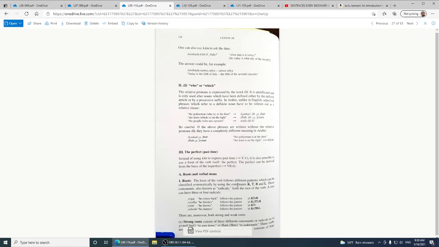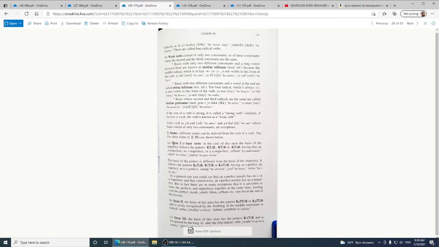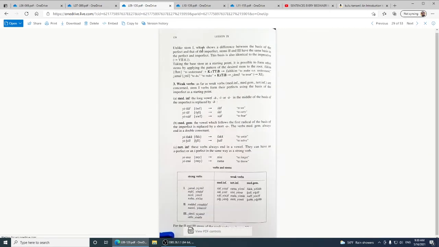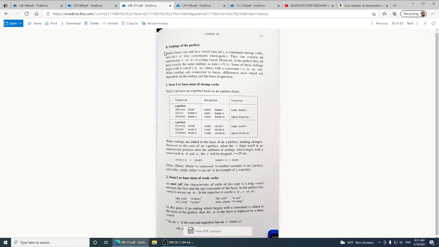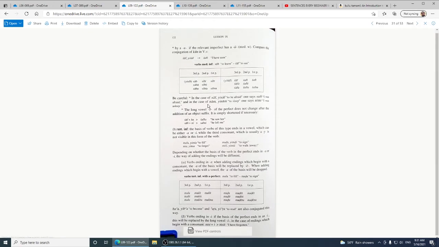This is quite a lengthy section because it starts explaining the root system, the stems or forms, stem 1, stem 2, 3, but this is just an overview, and then it starts explaining the conjugation itself, how to apply weak verbs, endings of the perfect for stem 1, and all of these are explained brilliantly.